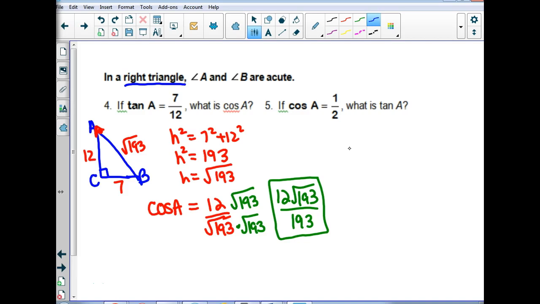And you will not be writing anything in decimal form. Okay, so do not do it. You need radicals. Simplified radicals at that.